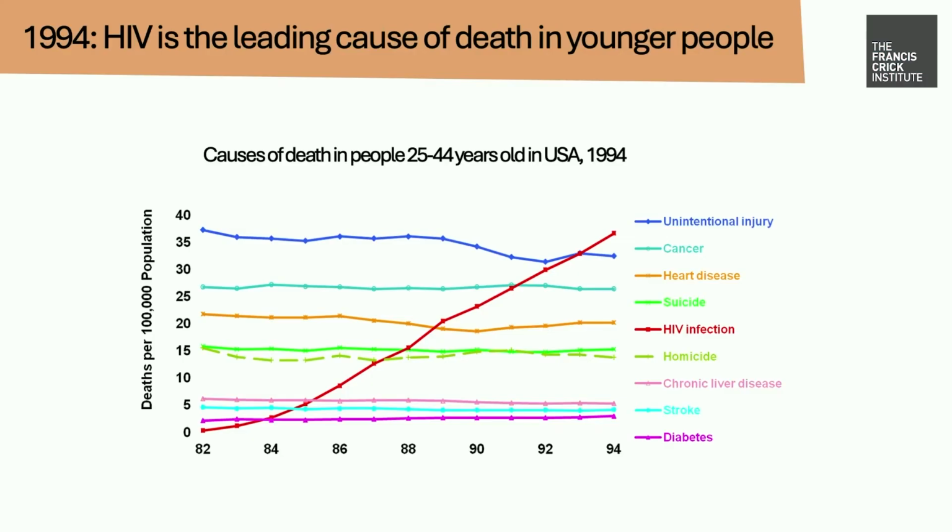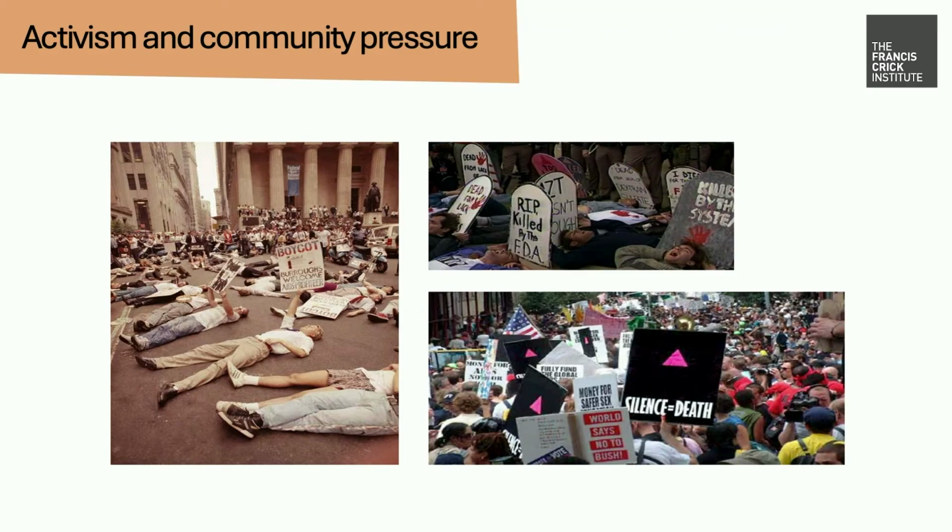This graph shows you the number of deaths from different causes in young people in America, and the red line is HIV. You can see that by 1994, HIV was the leading cause of death in 25 to 44-year-olds in America. So really something had to happen. And activism actually played quite a large part in this. People got out and protested and demanded new drugs to stop HIV.